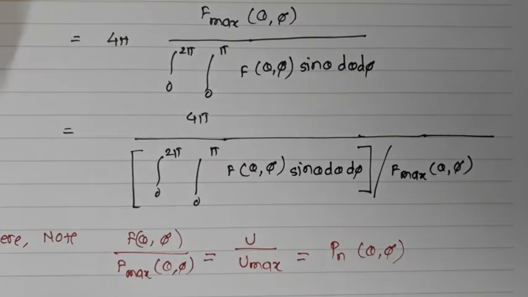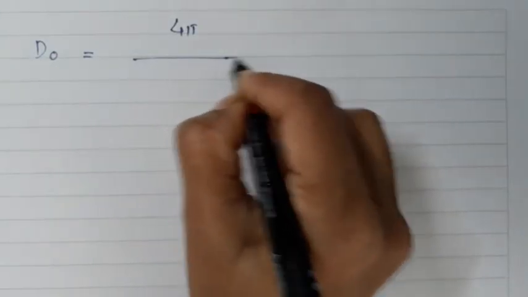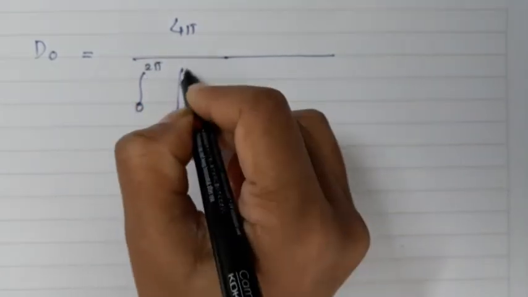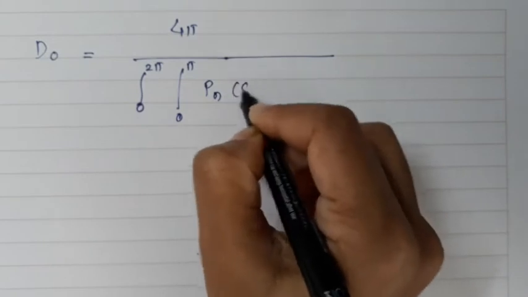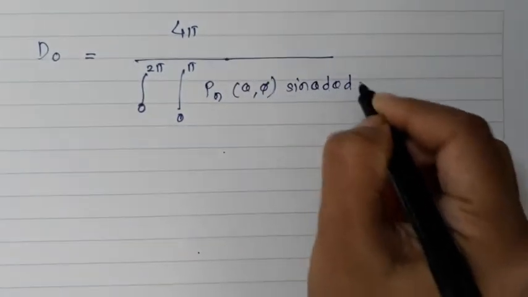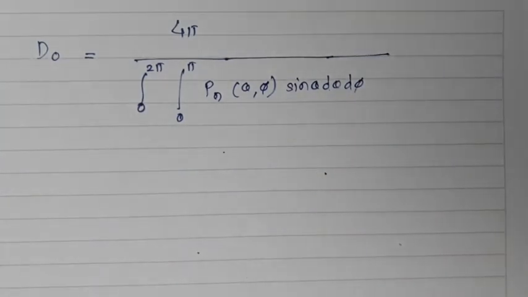So you can say normalized power. The definition of normalized power we have already gone through, so let us put all these things in my equation. When I am talking about this particular directivity, for solving, D0 will now become 4 pi divided by the integral from 0 to 2 pi and 0 to pi of the normalized power of theta and phi, sine theta d theta d phi.